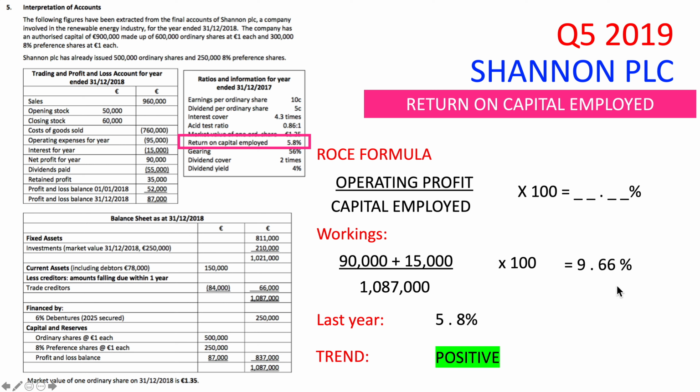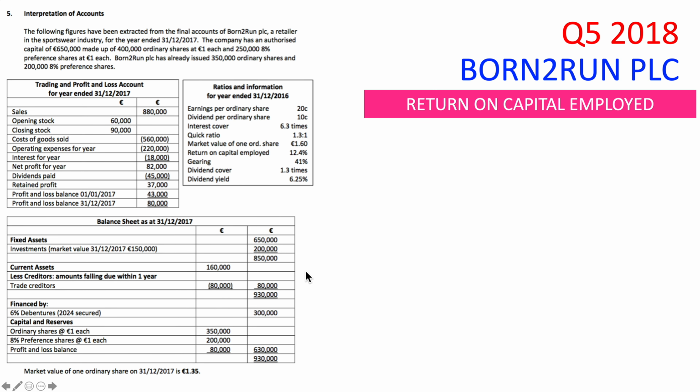And then I compare that to the return on capital employed of 5.8, and that was then an increase of, quite a few. That was pretty good, 3.86. Yeah, so really good. So that's a positive trend. Now 9.66, it's still above the rate of debentures, the rate of preference shares, and better than last year. Everyone's happy there.